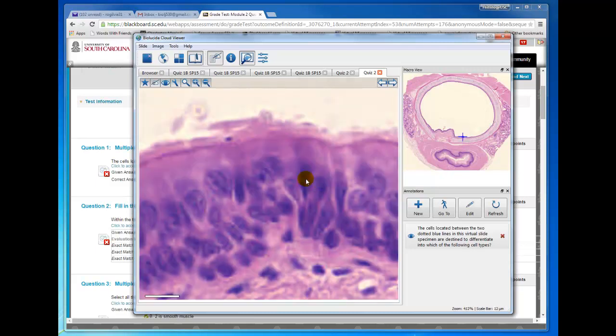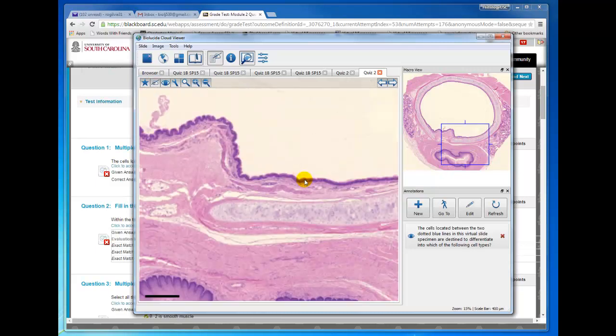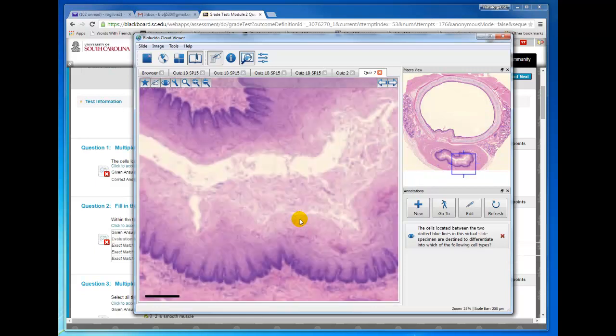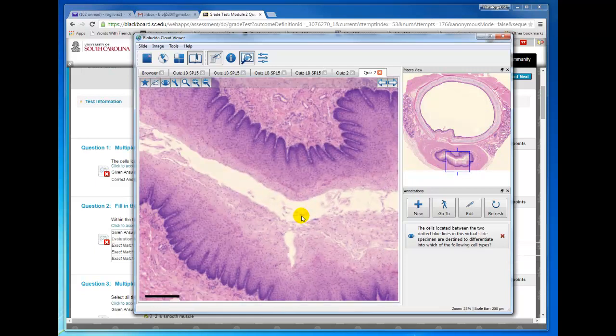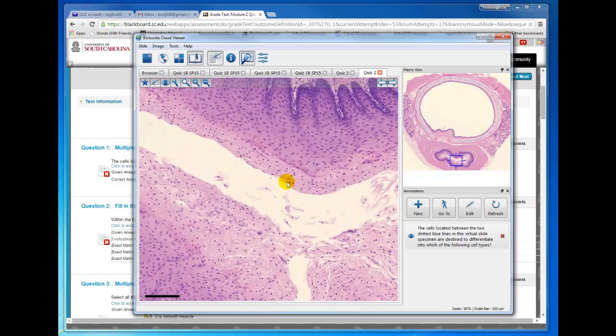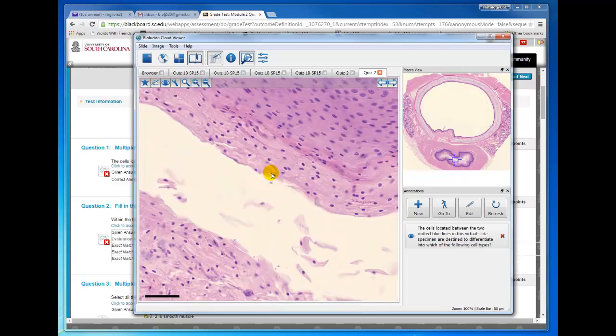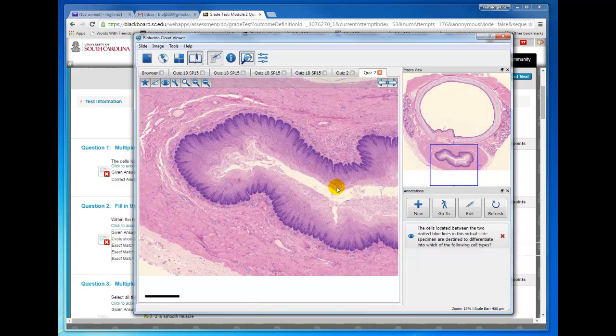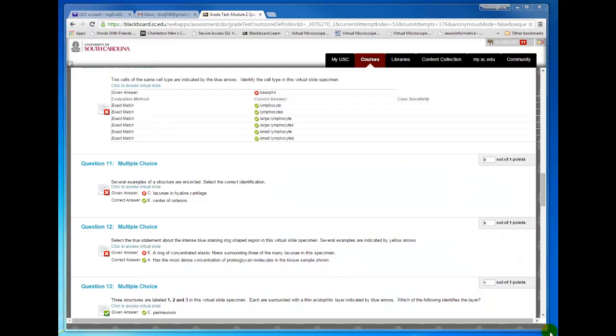And we go back down to lower magnification, and here is the esophagus. It is lined with stratified squamous, non-keratinized epithelium. You see the cells go all the way to the surface, and they're flattened, but there's no keratin here. Stratified squamous, non-keratinized epithelium.